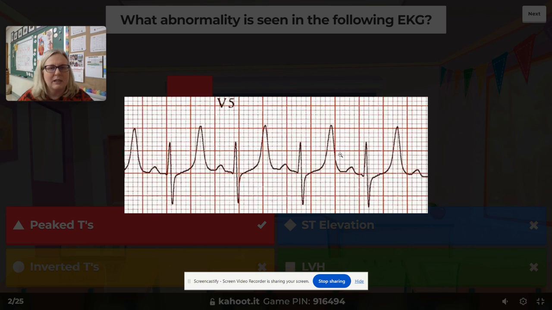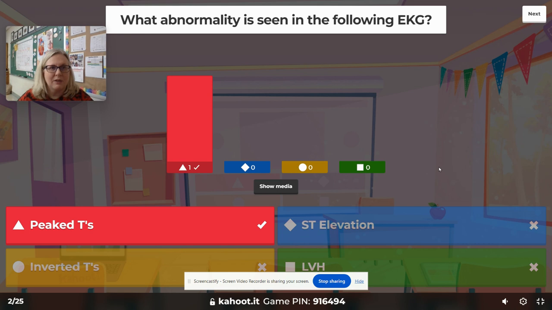PQRST, PQRST. And you gotta remember what peaked T stands for. It can be lots of different things, right? We just need to know their age and symptoms and any other tests that we might be able to do to figure out what's going on.